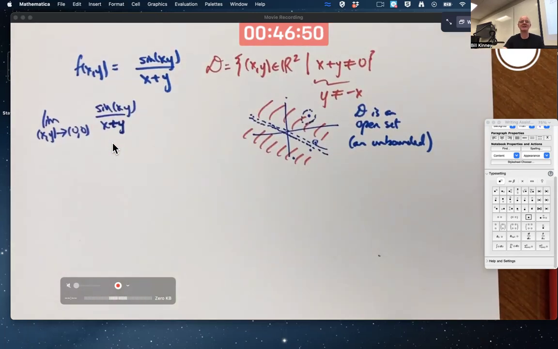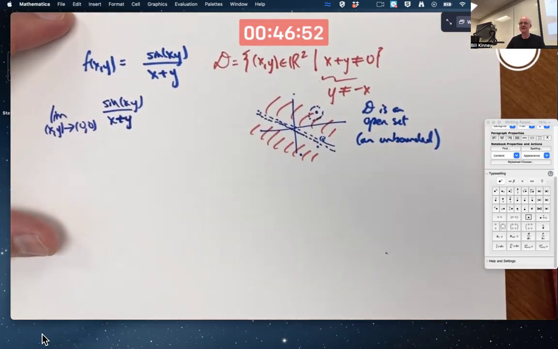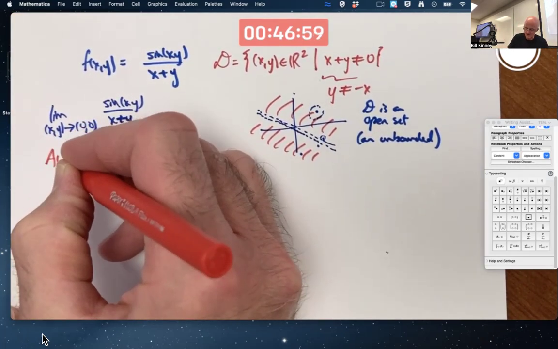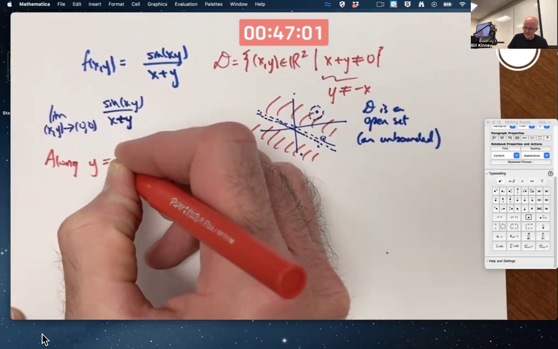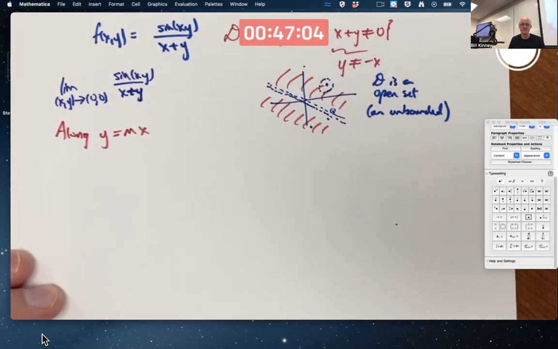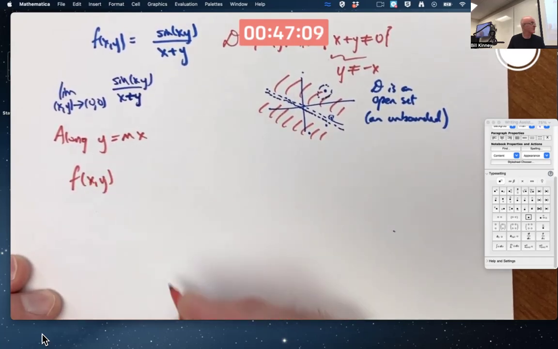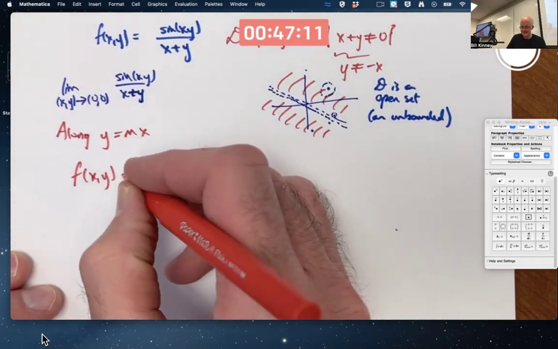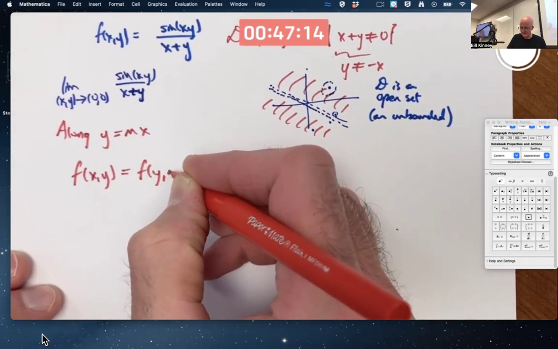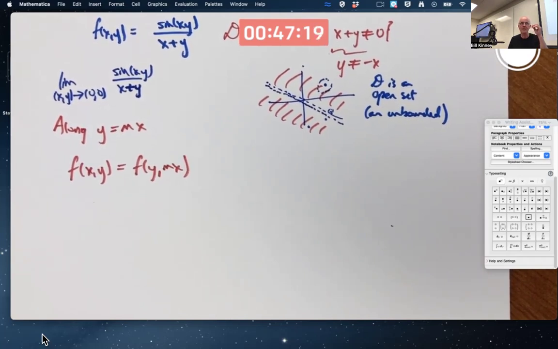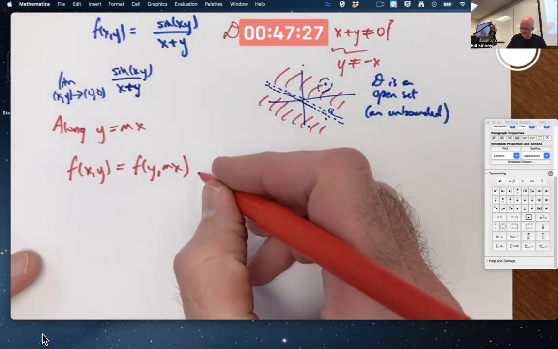Okay, let's try what we just did in the previous example. Try approaching along some line, an arbitrary line, along y equals mx. What does this function equal along a fixed line y equals mx? I have to replace y with mx. Think of m as fixed, a constant. So we're imagining approaching the origin along some fixed line, and we're wondering what happens to this function along that line.